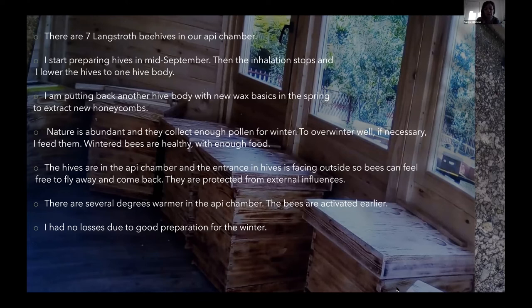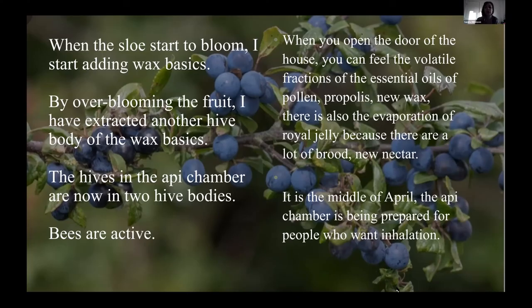It is always several degrees warmer in the upper chamber. The bees are active earlier, and I have no losses because I prepare them well for winter, and it is warm in the house, so they are protected. When the sloe starts to bloom, I'm adding the wax bases. After the fruit trees bloom, I have extracted another hive body of wax bases. The hives in the upper chamber are in 2 hive bodies, 2 boxes, and these are very, very active. And when you open the door, like you entered the hive, it is beautiful.